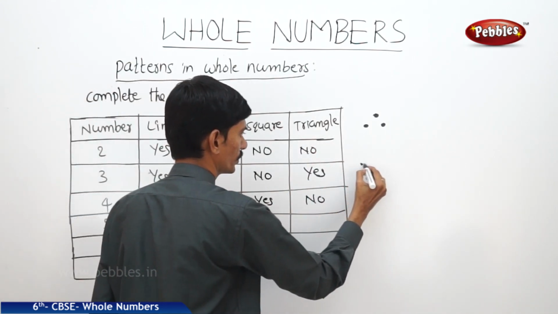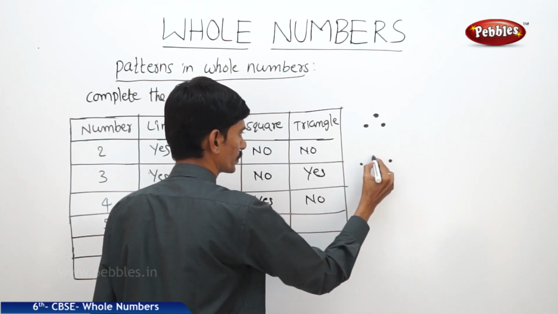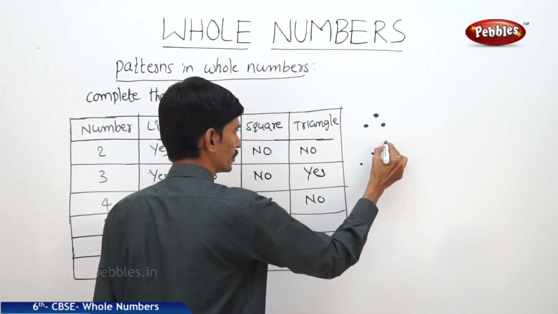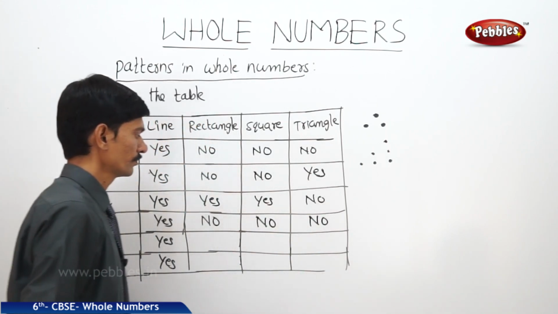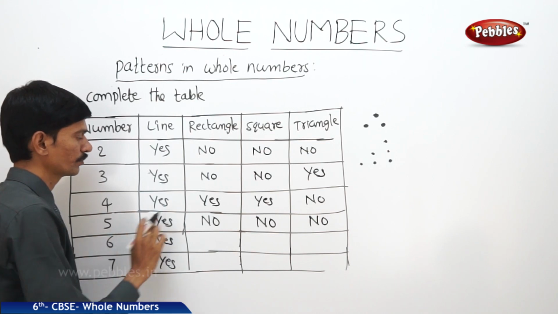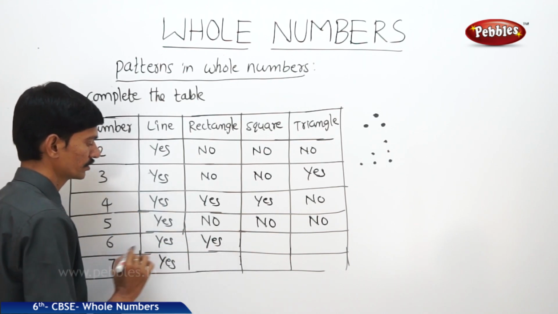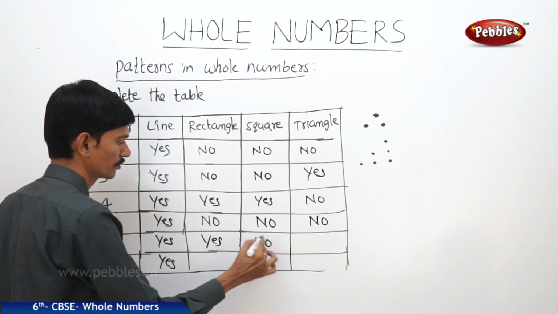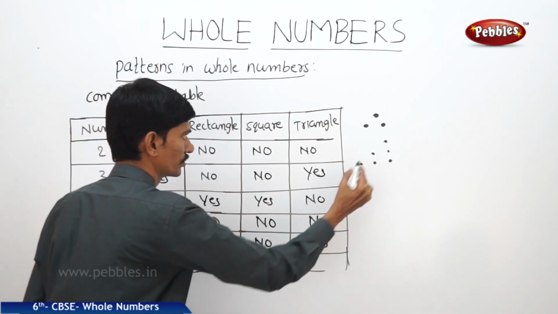So first we'll take 1, 2, 3, then we take 4, 5, but we need one more dot, so we cannot show. Now next, 6 can be shown as the line, and 6 can be shown as the rectangle. Yes. Now 6 cannot be shown as the square. Now 6 can be shown as the triangle. Yes. So this is 6.